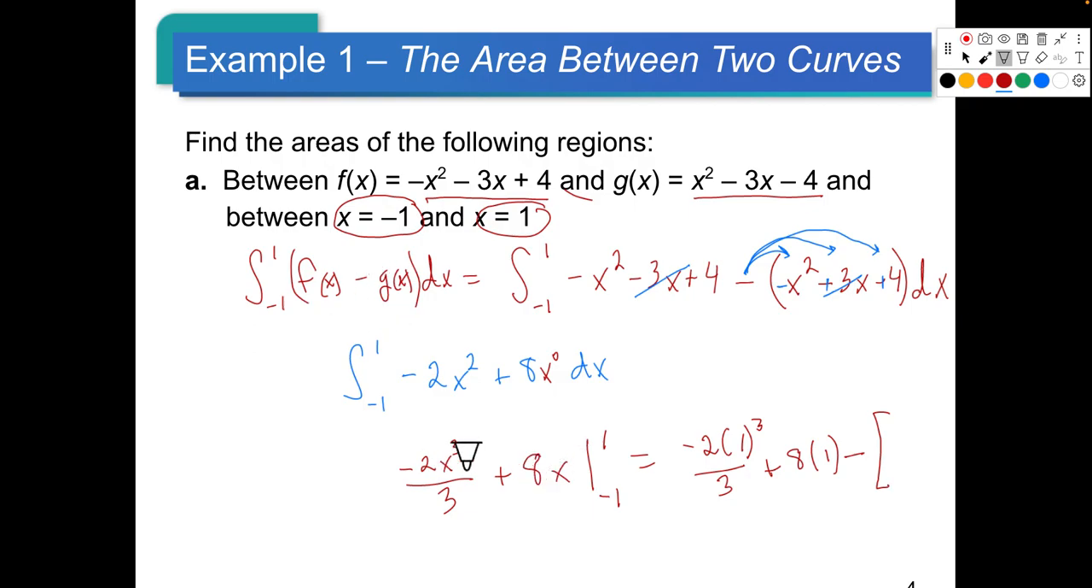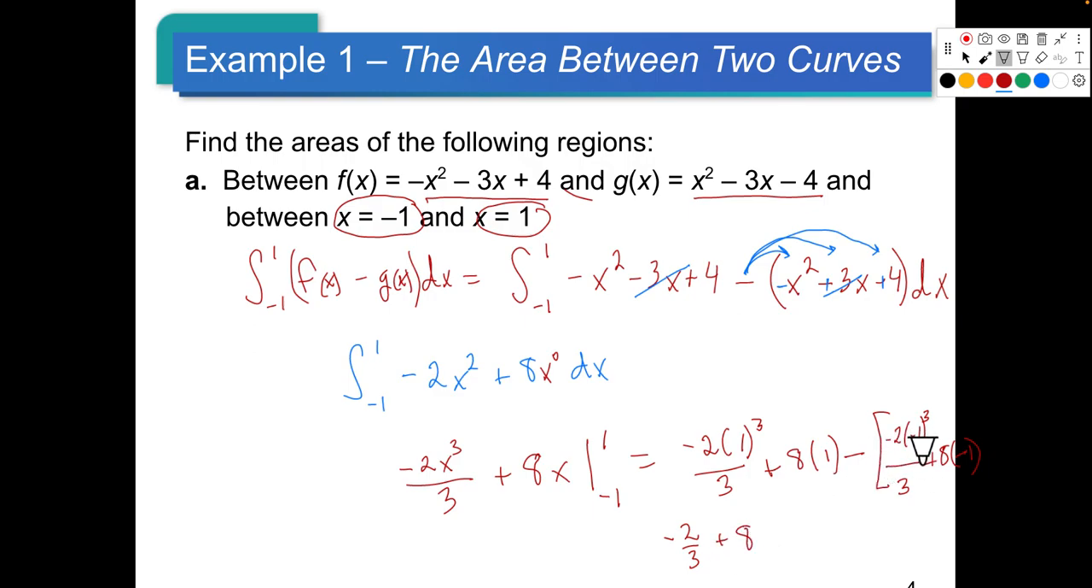So we're going to plug in -1 now, so we get -2, -1 cubed over 3. And that's a plus 8 times -1. Running out of room here. Can't really see that, but we'll bring it back. So we get 1 cubed is still 1, so this is -2/3. 8 times 1 is 8.